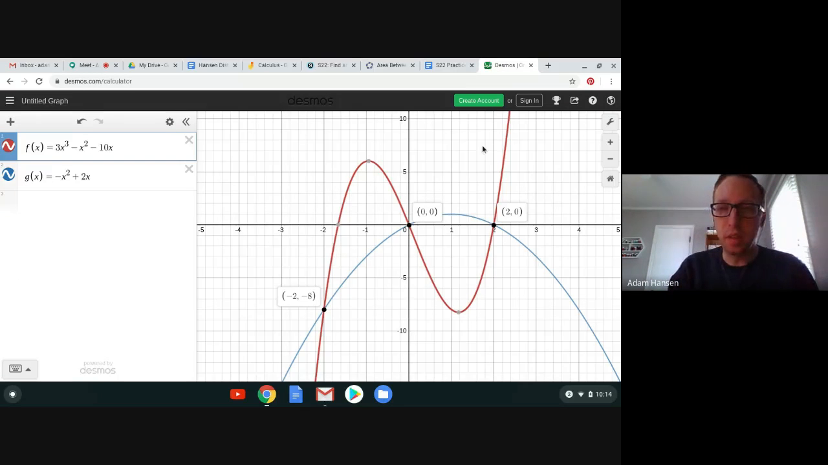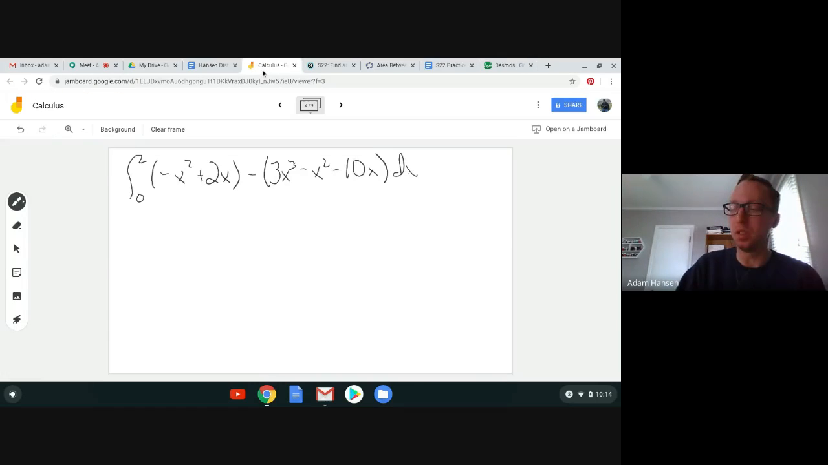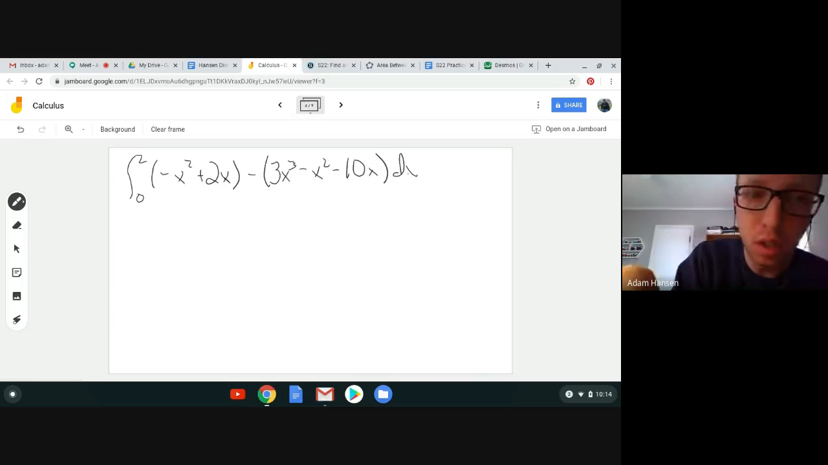Notice that on that second definite integral, I had to switch which function came first. g of x is strictly greater than f of x between 0 and 2, where between -2 and 0, f of x is strictly greater than g of x. Let me pause here for some questions. Is there anything that's not making sense as we've gotten these two definite integrals set up? If you have anything, go ahead and speak up. Take yourself off mute.